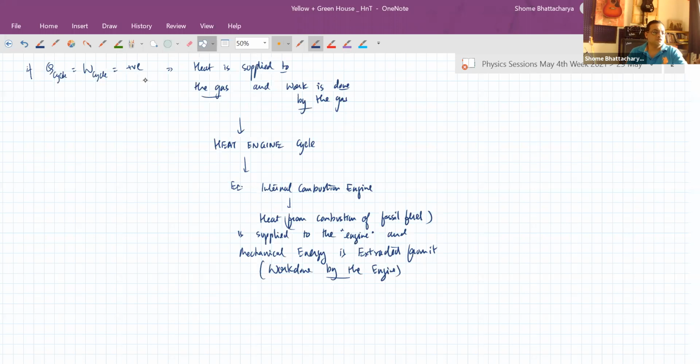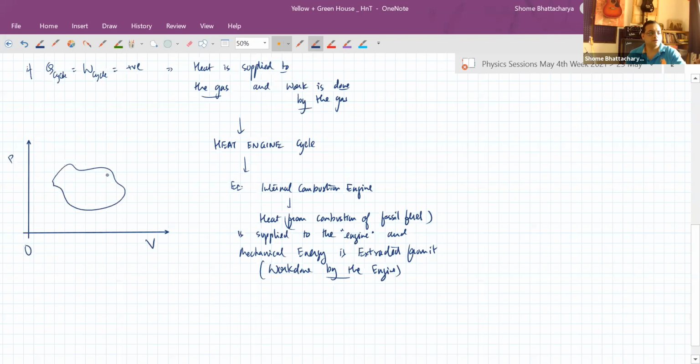So such a process, as you know, in the PV space, will look like a clockwise oriented cyclic process, or look like a clockwise loop. So whatever the shape of the loop, it will be running clockwise. Heat is supplied to the gas and mechanical work is extracted from it. So that is the function of a heat engine.